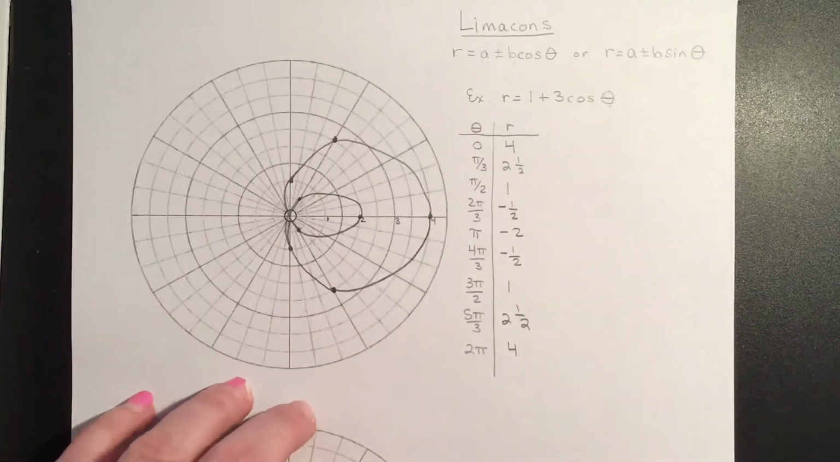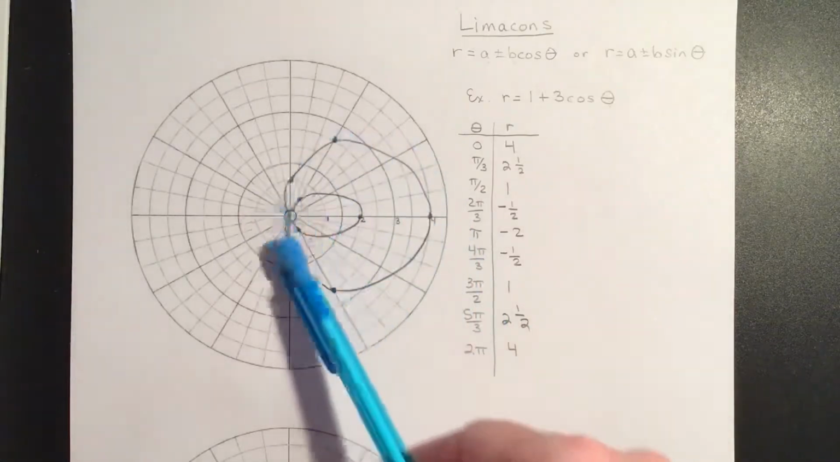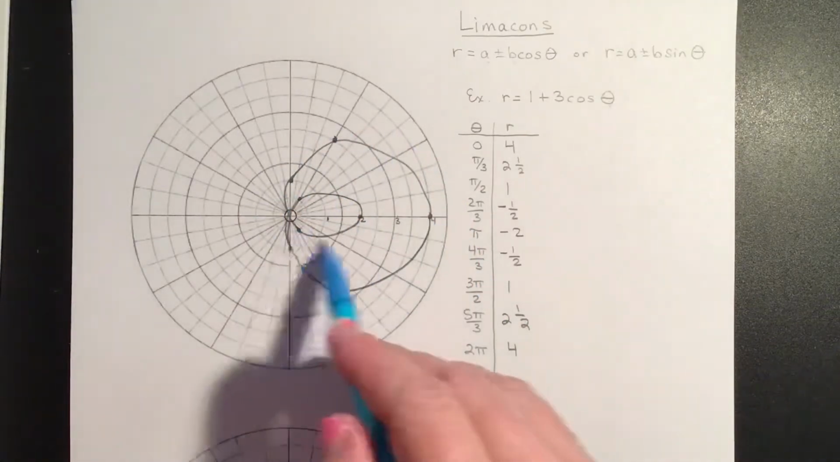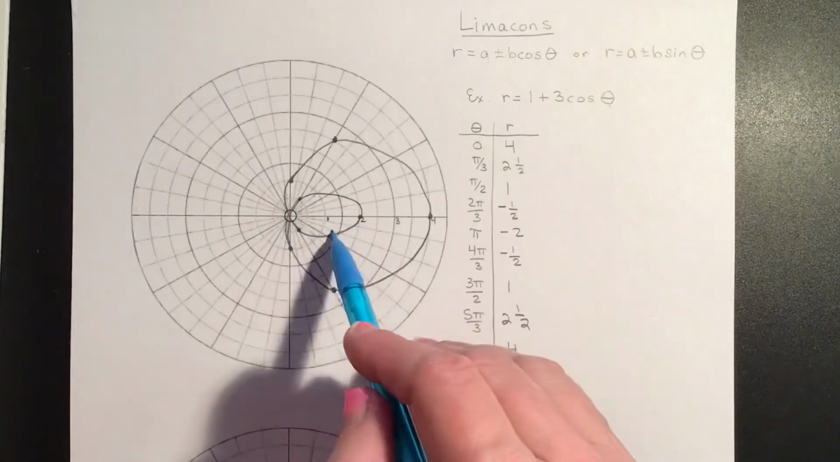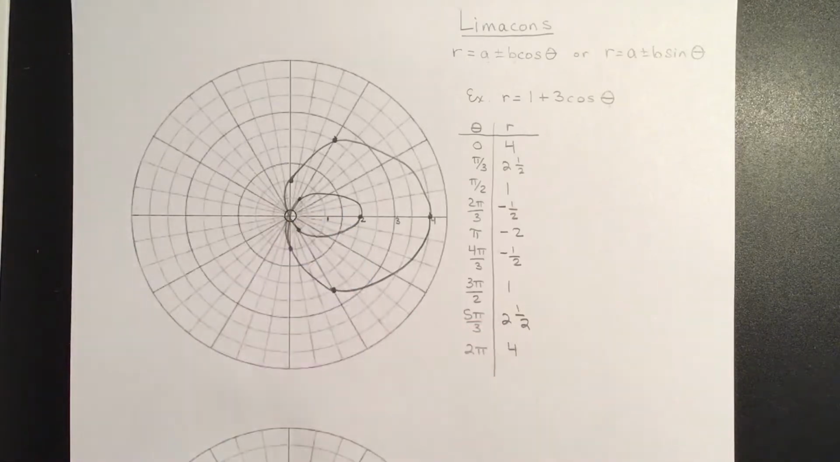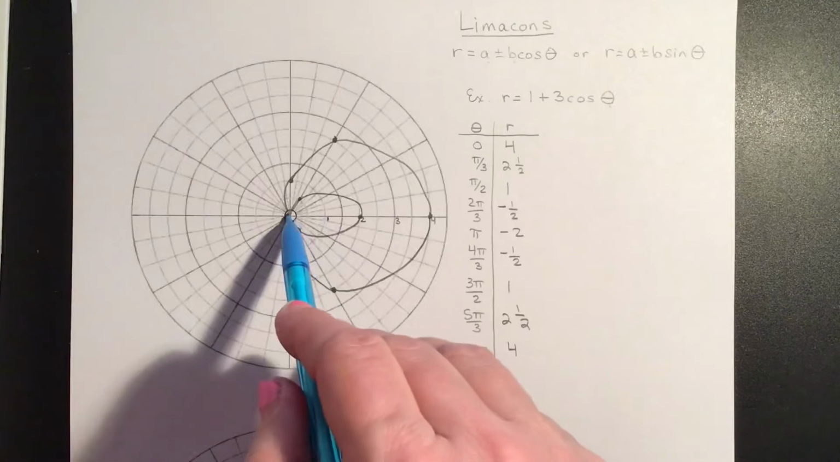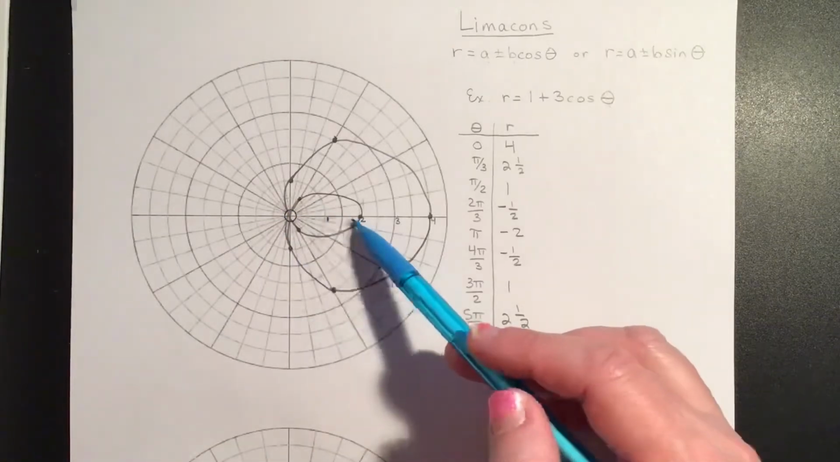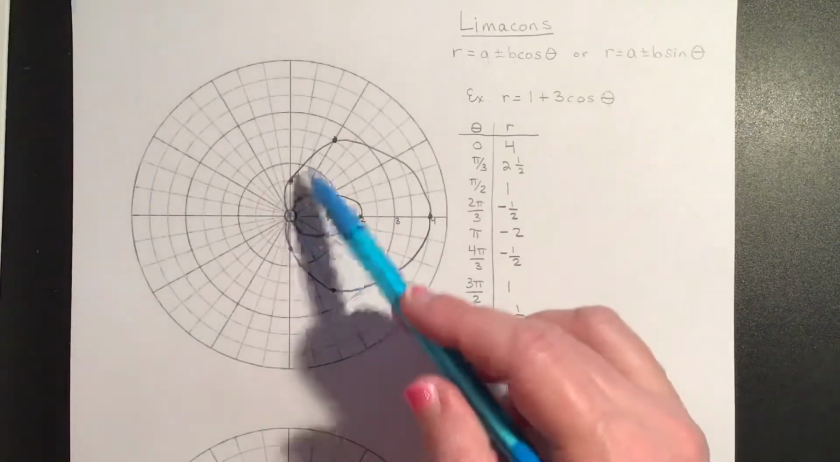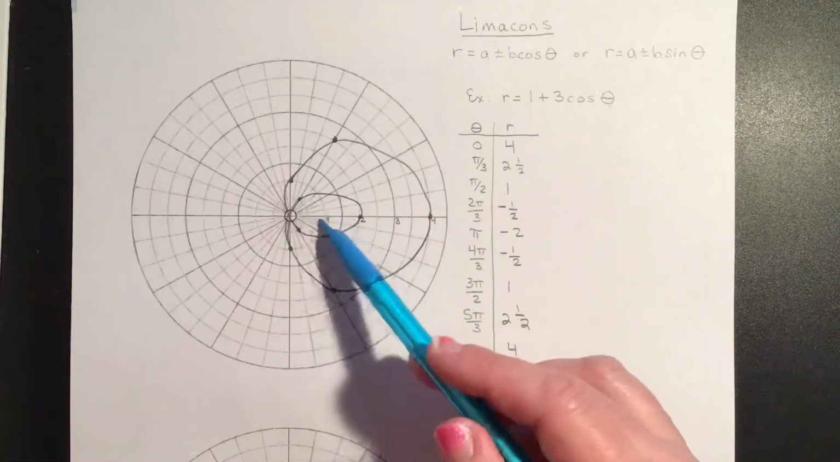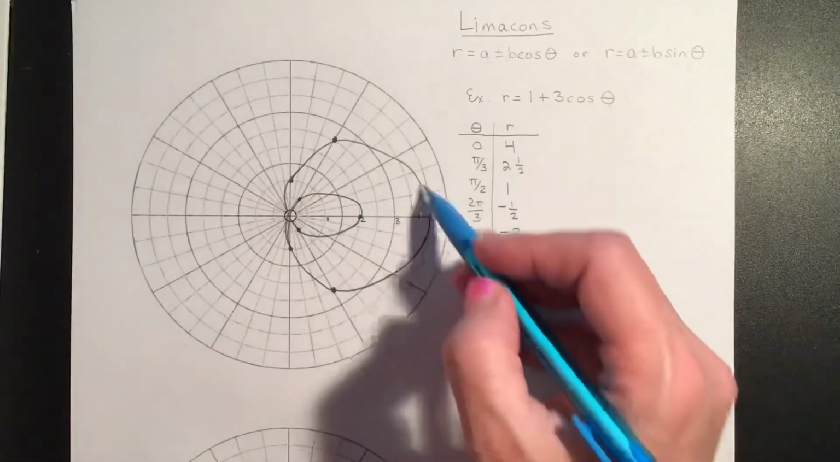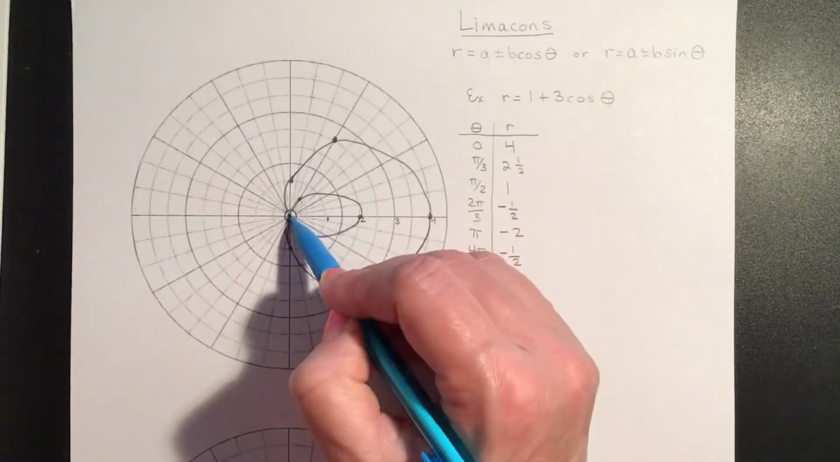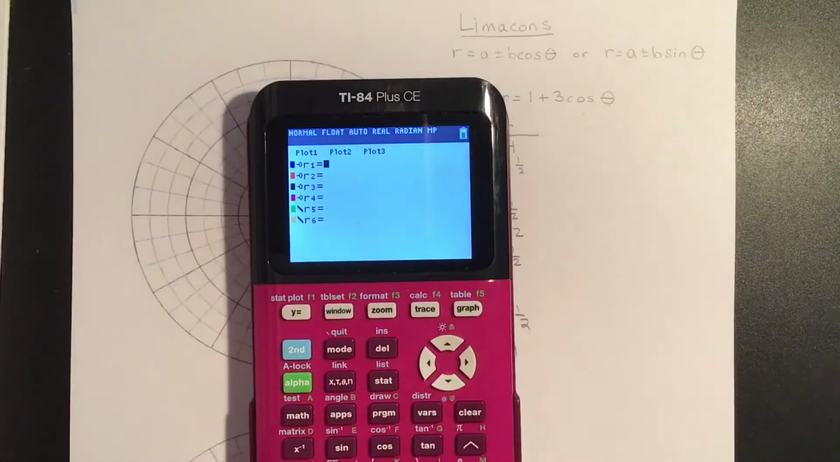This is a very interesting curve because it comes back around on itself. So you have this inner loop. We're going to talk about that inner loop in calculus. On the AP test, we're going to ask about perhaps the area inside the loop or the area inside the limacon but outside the inner loop. So it becomes important to know when it crosses the pole. Type that in, 1 plus 3 cosine theta, and see that graph as we just graphed it.